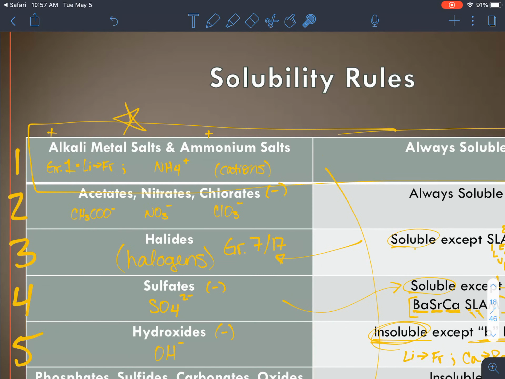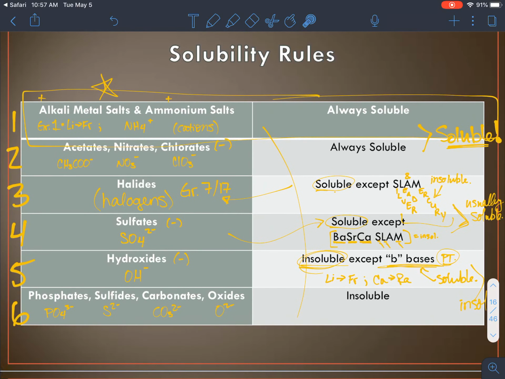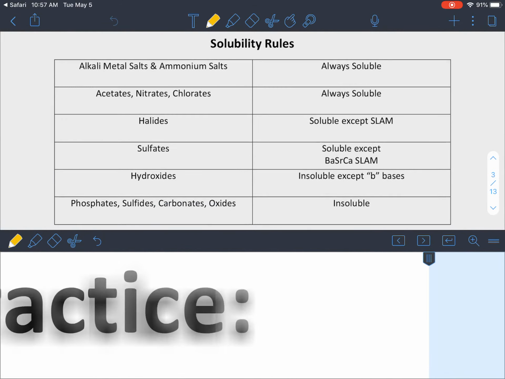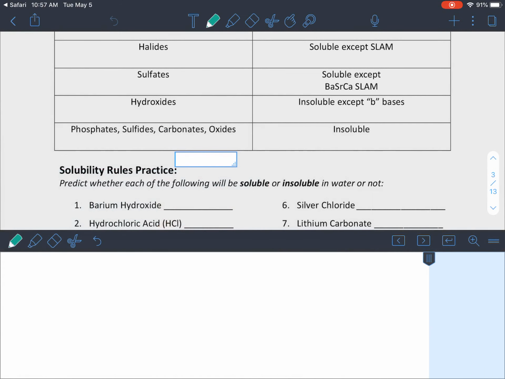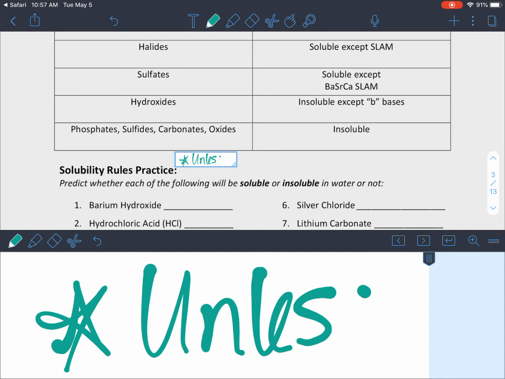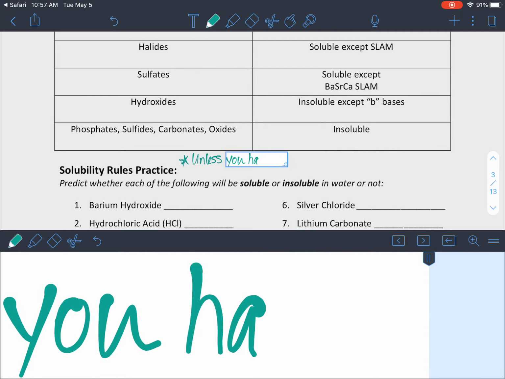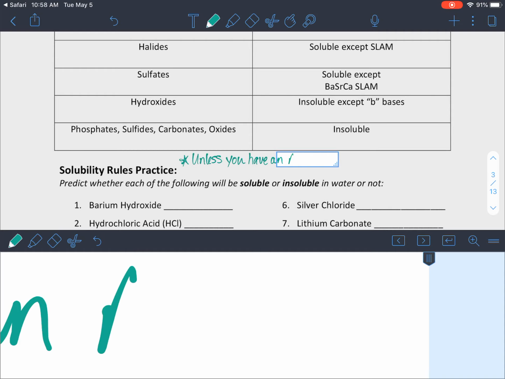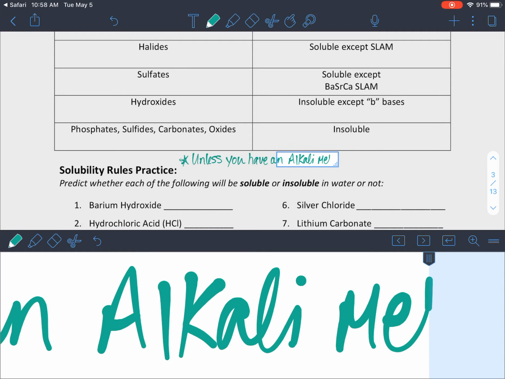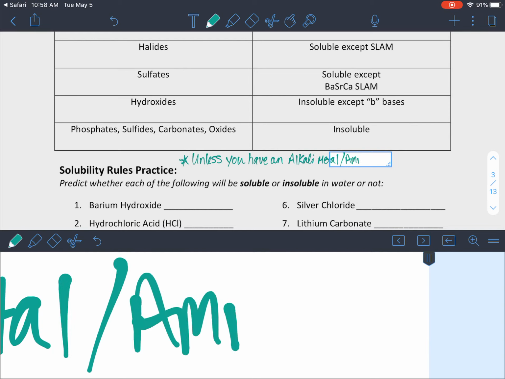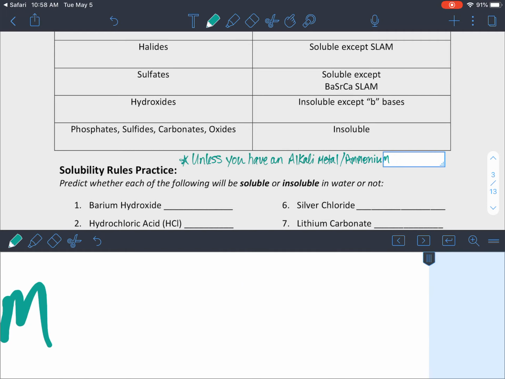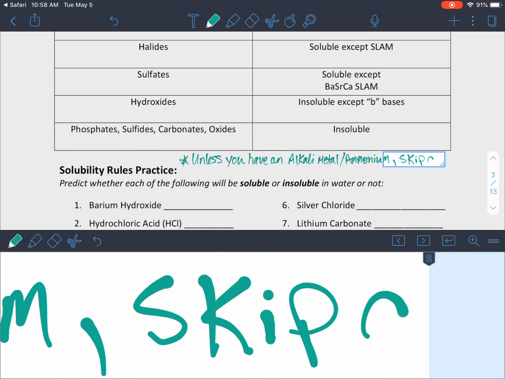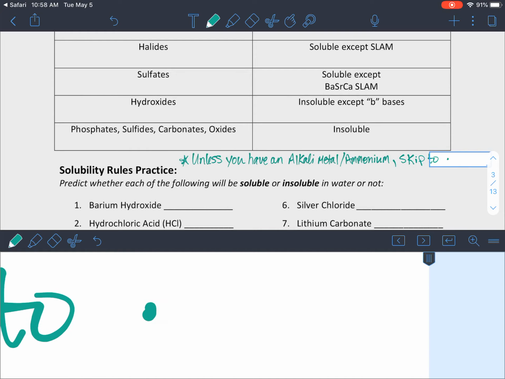And then I'm gonna work through a couple with you to help you to think about these things. I would write down at the bottom, and I would maybe put it in a different color so that you remind yourself to look at it. Remind yourself that rule number 1 about the alkali metal and the ammonium salts is basically the trump rule. So unless you have an alkali metal or ammonium as your cation, you can just skip to the anion. Oops, let's do skip to anion.